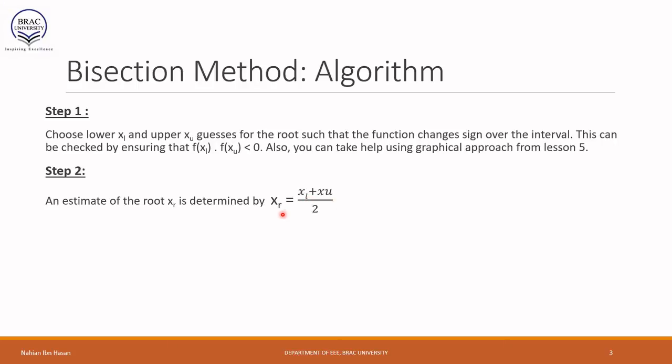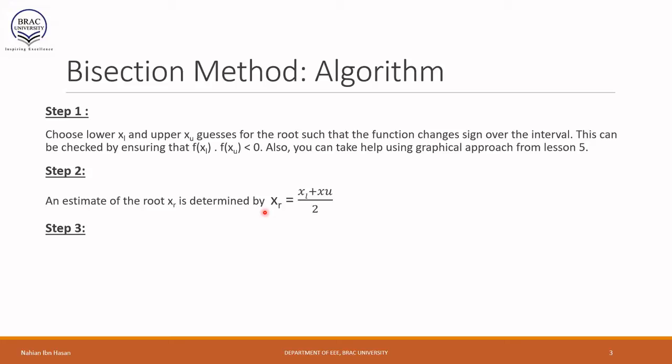And it is termed as XR, and this XR is our new estimation of the root. Although it is not the root, we are just approximating that this is our root based on the values of X lower and X upper. So this is our estimation for the first iteration. So based on these calculations, we can go to step 3.